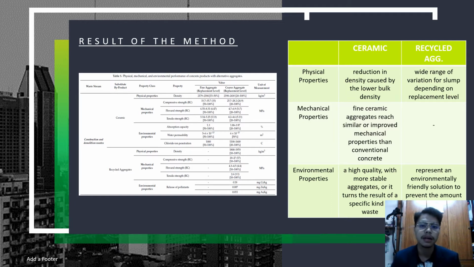Now we look at the recycled aggregate. Recycled coarse aggregate shows a wide range of variation of slump depending on replacing level, while water absorption rate and sensitivity to corrosion represent two additional dangerous side effects to the aggregate. Recycled aggregate, as other alternative materials, represents an environmentally friendly solution to reduce the amount of waste disposed in landfills.